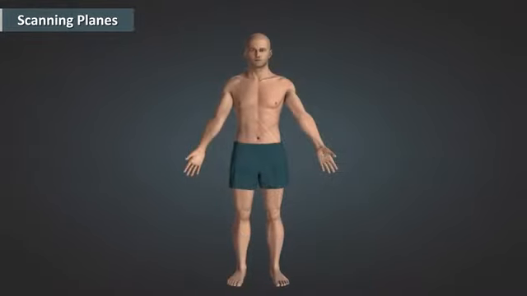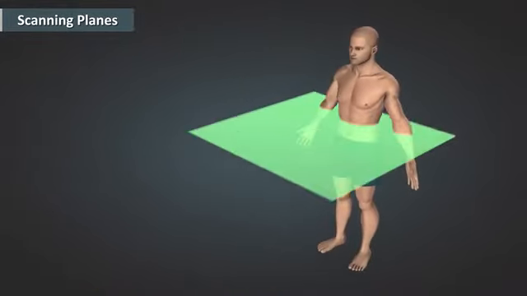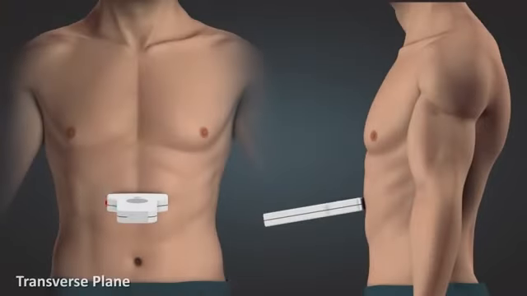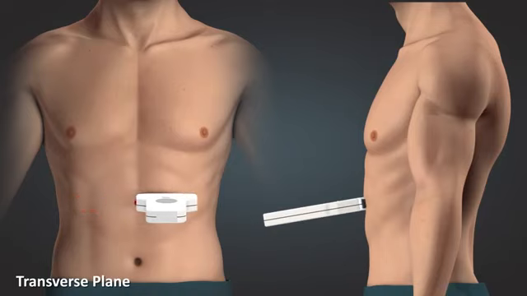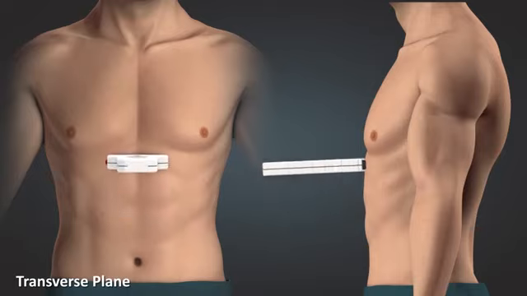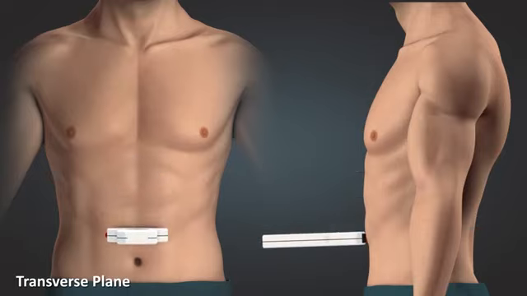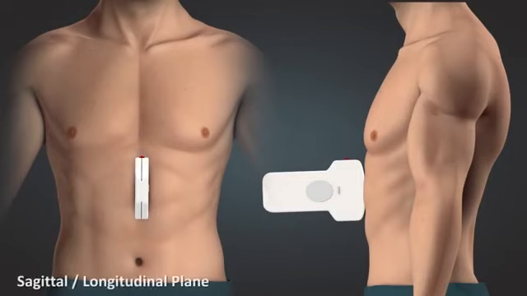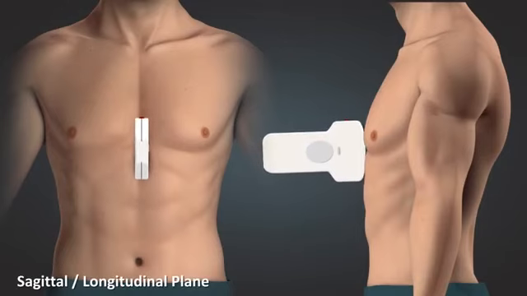The first scanning plane we will discuss is the transverse plane. The transverse scanning plane runs parallel to the ground, separating superior from inferior, or the patient's head from the patient's feet. Next, we will look at the longitudinal or sagittal plane. The sagittal plane is oriented perpendicular to the ground, separating the patient's left from the patient's right.